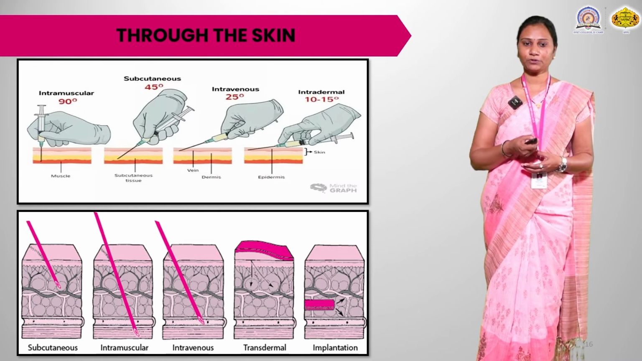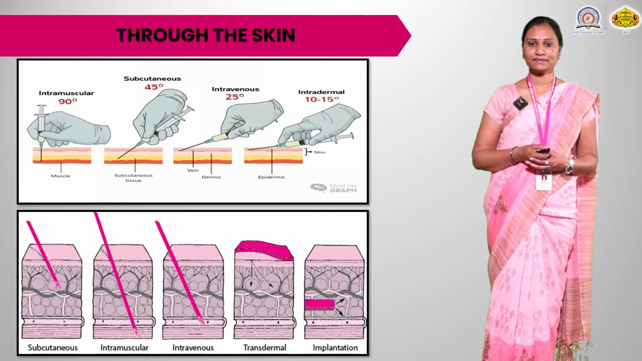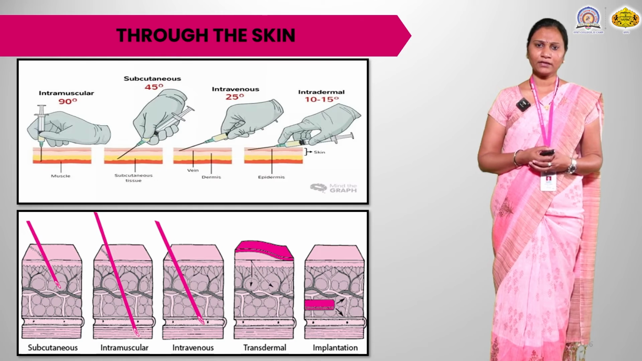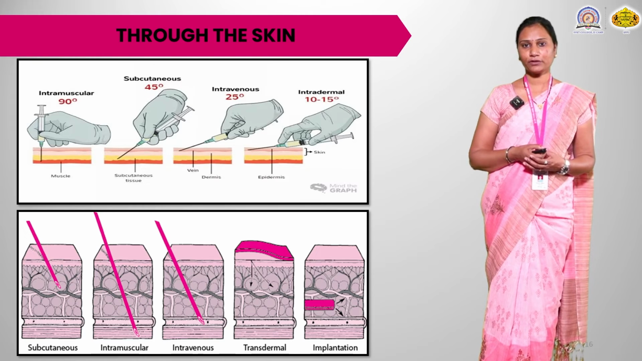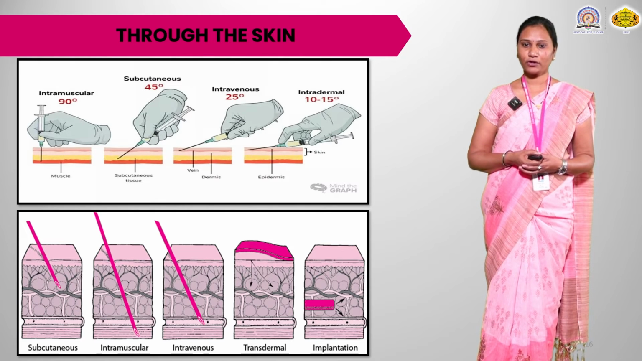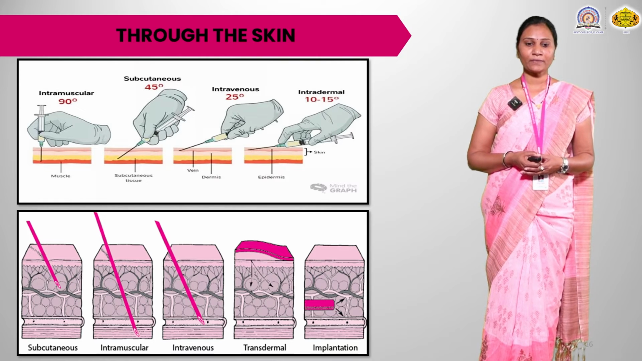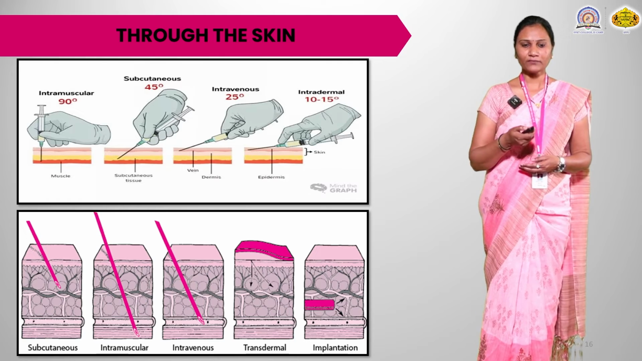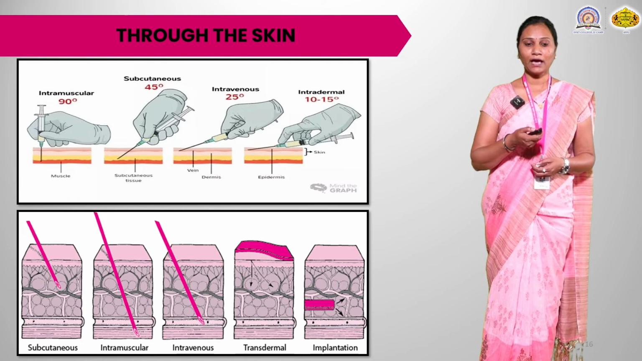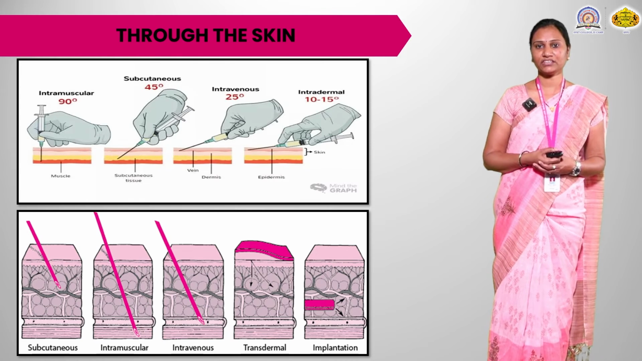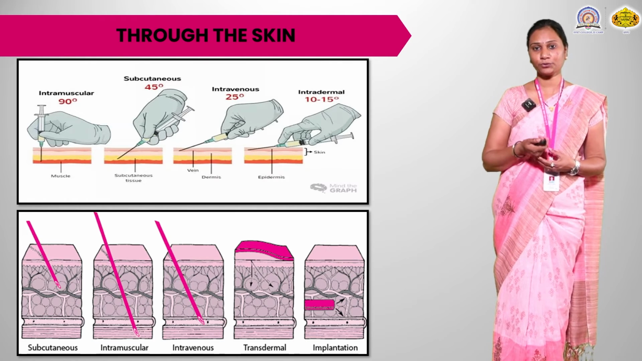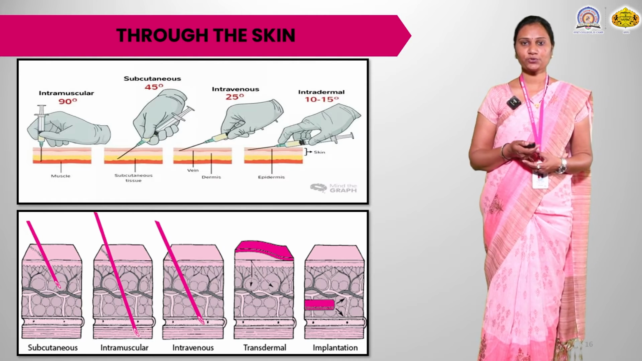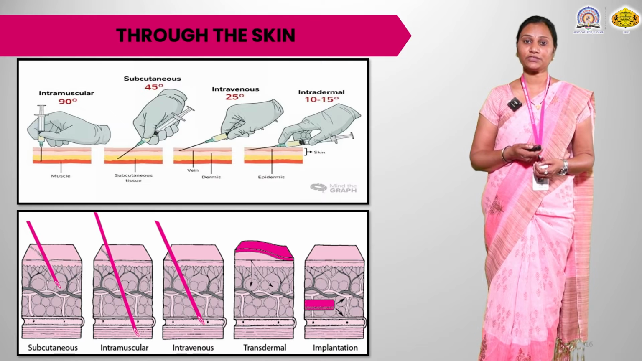Second one is subcutaneous. So subcutaneous, it is into the subcutaneous tissue. The angle is near about 45 degrees. Then the next one is intravenous. So intravenous, the angle is near about 25 degrees. In this particular one, the needle is superficially inserted into the vein. And the last one is intradermal, that is on the skin you can say. The next image also shows the different layers of skin and the route where the injection is to be given. So you can see subcutaneous, intramuscular, intravenous, transdermal, and another route is also transplantation. So these images show you the various routes by which a drug is administered via injection.